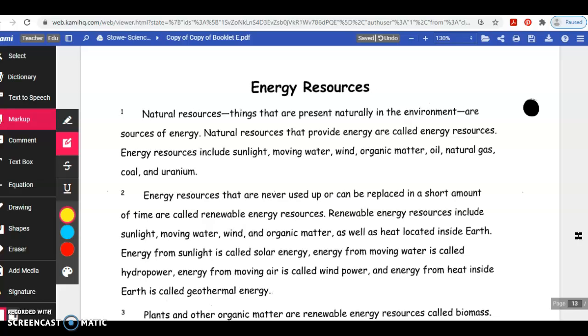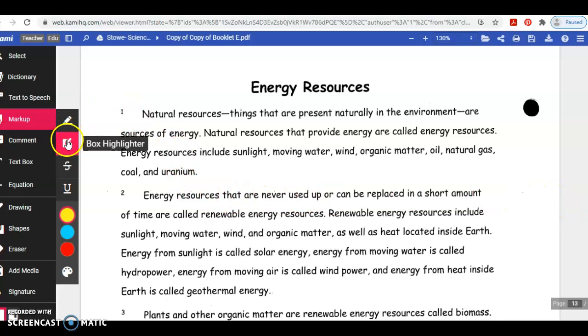Let's read about natural resources that provide energy. Follow along as I read paragraph 1. Natural resources, things that are present naturally in the environment, are sources of energy. Natural resources that provide energy are called energy resources. Energy resources include sunlight, moving water, wind, organic matter, oil, natural gas, coal, and uranium.